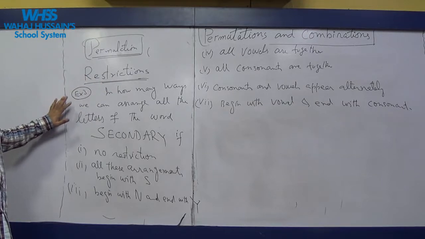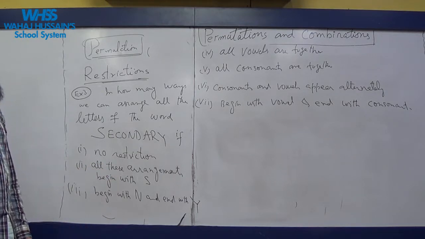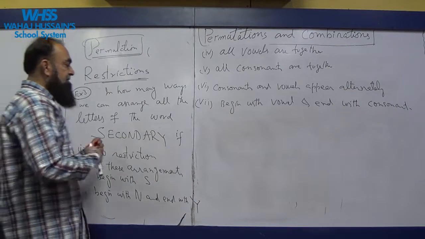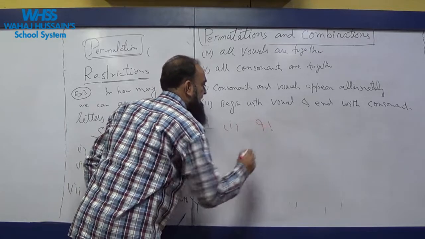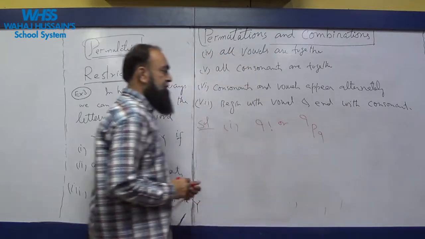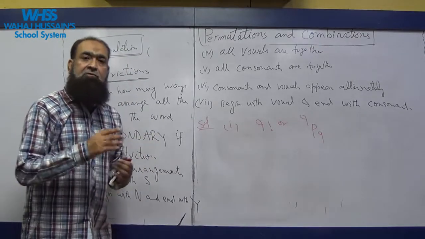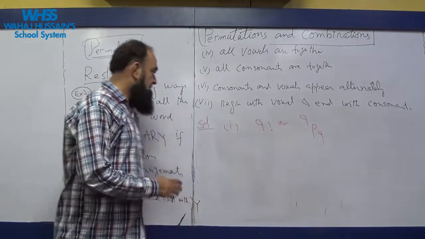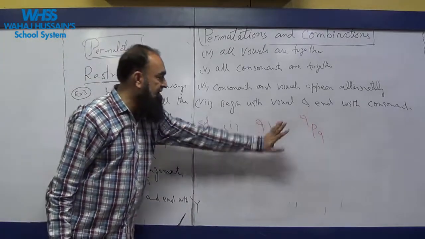In how many ways we can arrange all the letters of the word secondary if there is no restriction. If there is no restriction, just count them, 9. We can write down the solution for the first one: 9 factorial or 9P9, same thing. You can use a calculator to get this value. 9 factorial means 9 into 8 into 7 into 6 into 5 into 4 into 3 into 2 into 1. So first part, no restriction, just simple, as I have given in examples 1 and 2, so 9 factorial.